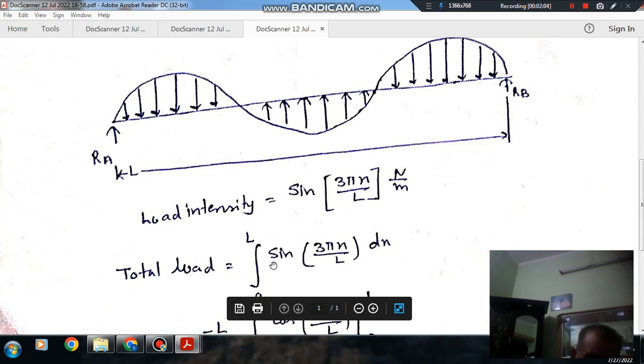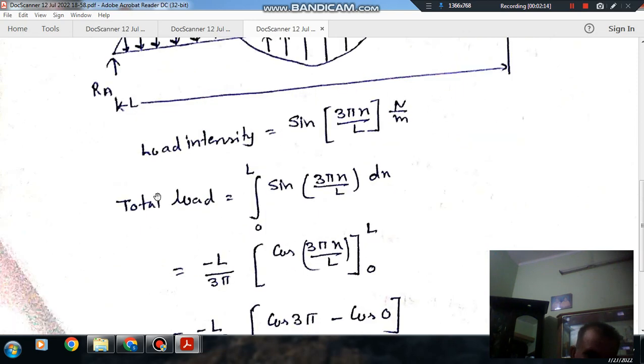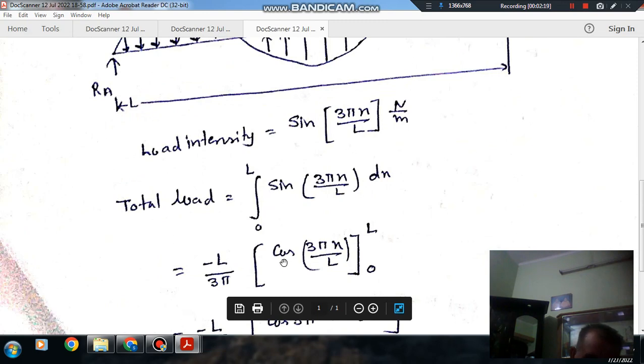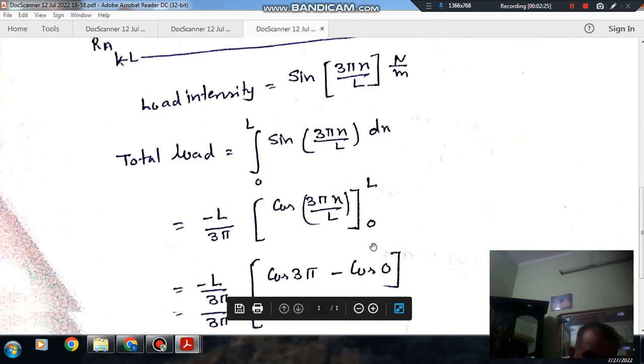If we integrate that between 0 to L, then it will give the total load of this sine curve. So now the total load is the integration of it, which will be minus cos 3 pi x by L divided by 3 pi by L, and limits are 0 to L.